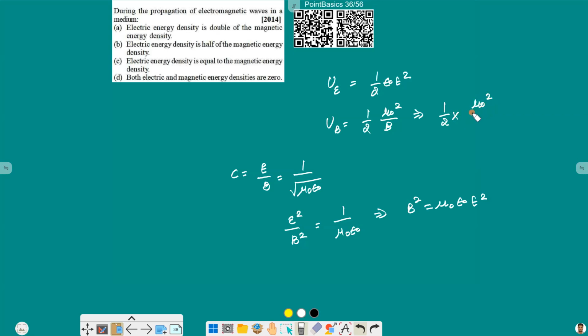Now substituting it here, we will get half mu naught square. Oh, sorry, I wrote it incorrectly. It is basically B square by mu naught. Now if we substitute, B square will be mu naught epsilon naught E square divided by mu naught, and that mu naught gets cancelled, and we will get half epsilon naught E square. So both of these are equal. So in the options, that is option C, electric energy density is equal to the magnetic energy density. Let us move ahead.